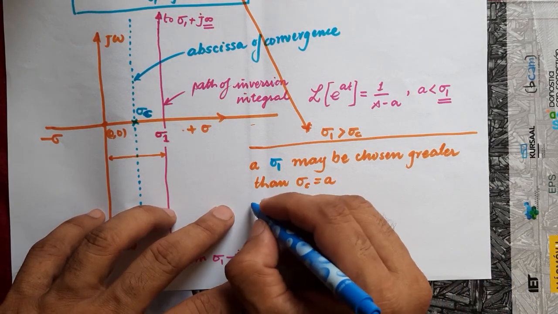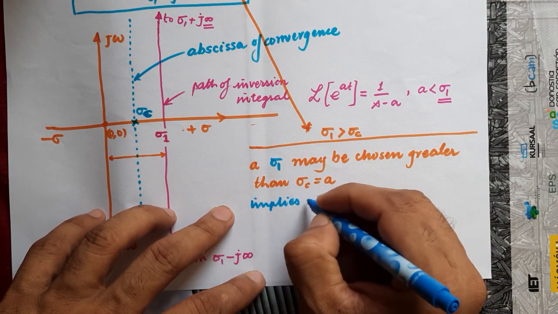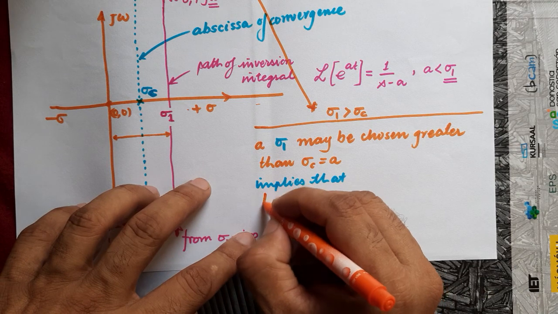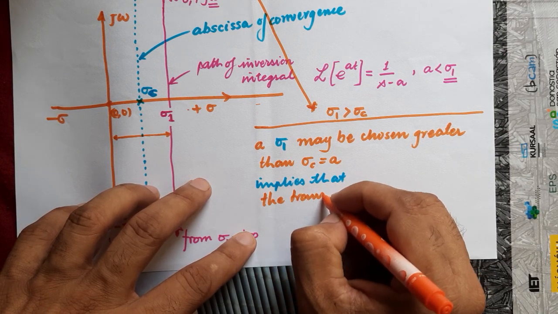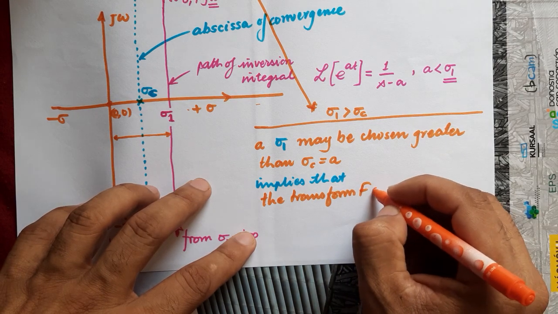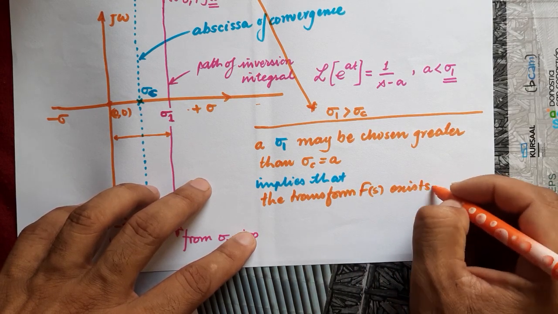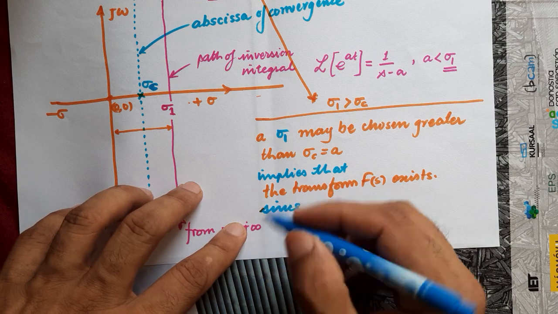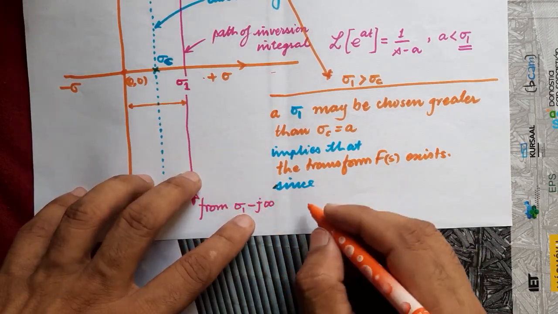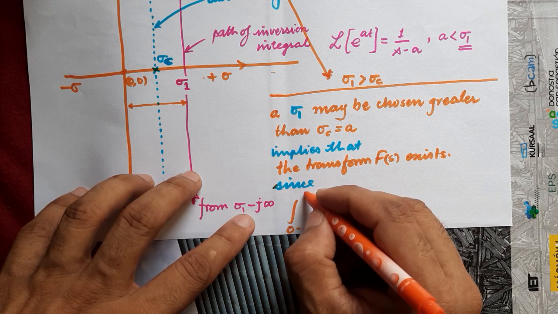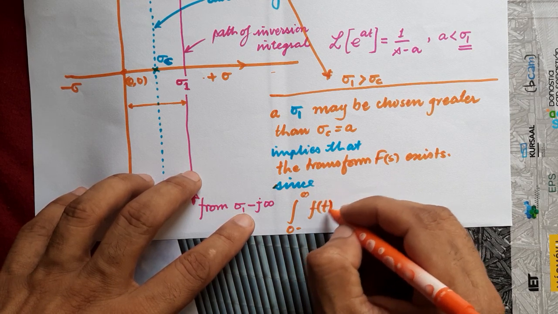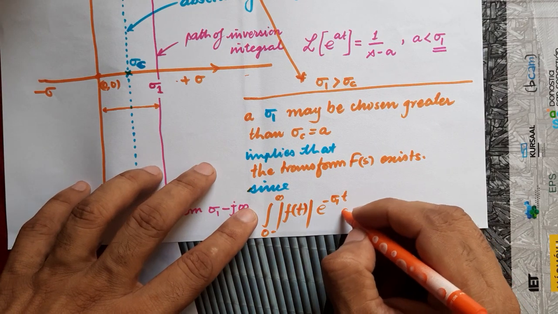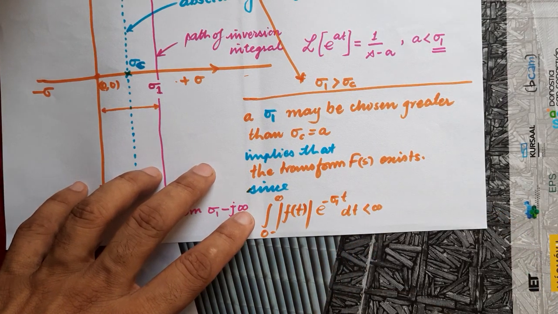implies that the transform F(s) exists, since the sufficiency condition, the integral from 0 minus of f(t) e to the power minus sigma 1 t dt being less than infinity, is satisfied.